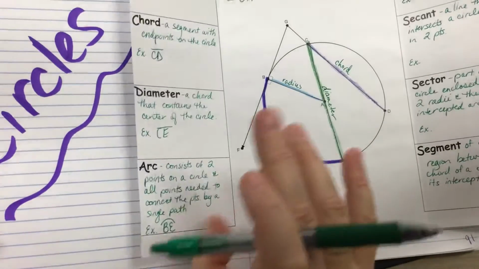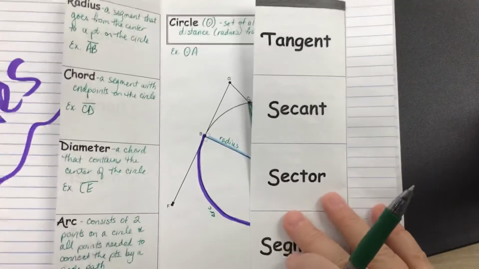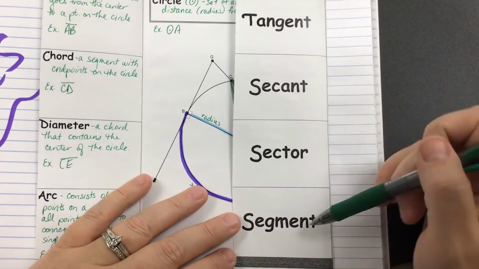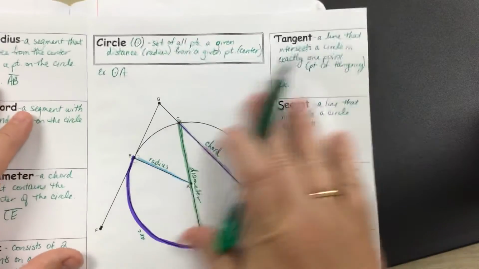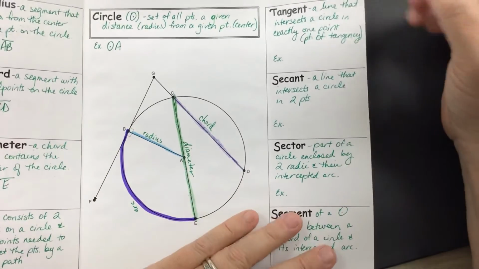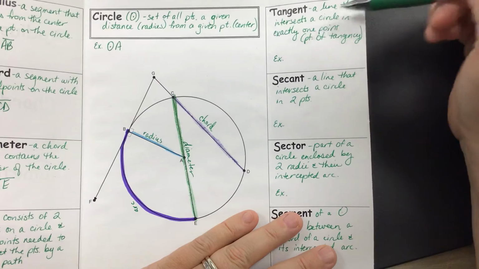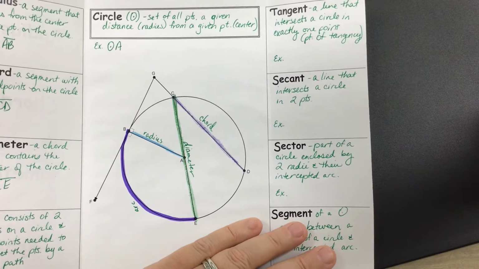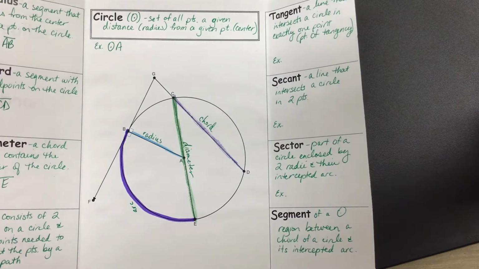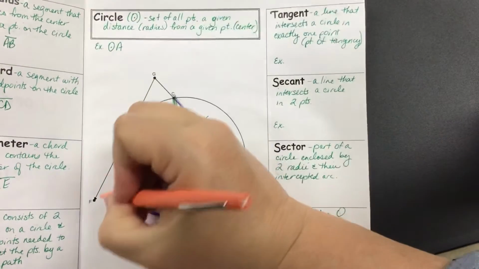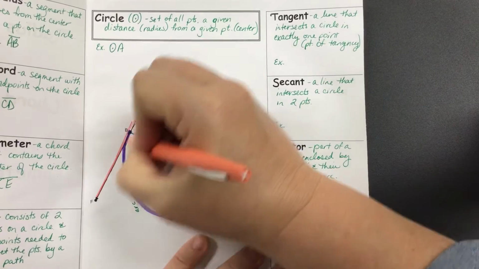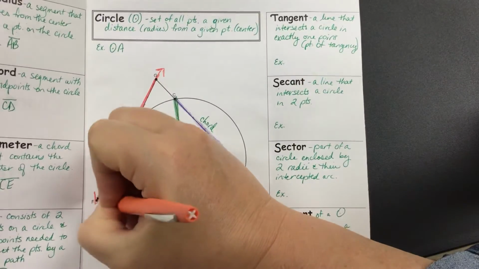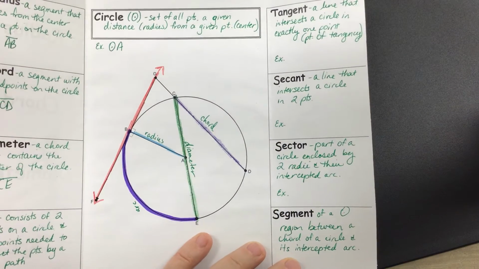Okay, so we're halfway done with vocabulary here. We have 4 more definitions to go over here. So we have tangent, secant, sector, and segment. So if we start with tangent, a tangent is a line that intersects a circle in exactly 1 point. So in this particular picture, my tangent would be this line here that I kind of traced here in orange. It's a line, so it keeps going in both directions.